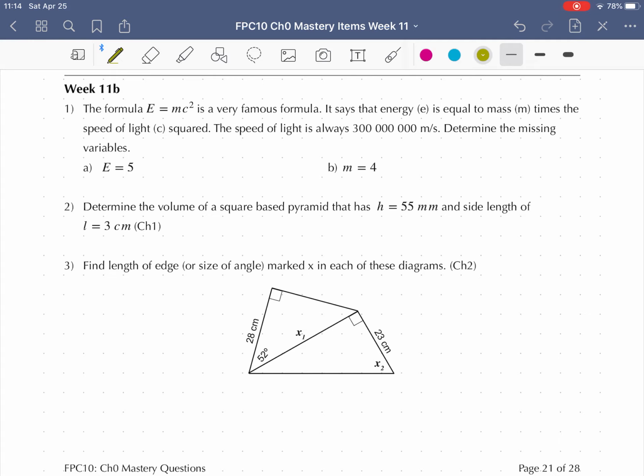Alright, question number 1. The formula E equals mc squared is a very famous formula by Einstein. It states that the total energy in an object is equal to the mass of the object times the speed of light squared. The speed of light is always a constant of 300 million meters per second. Determine the missing variable.